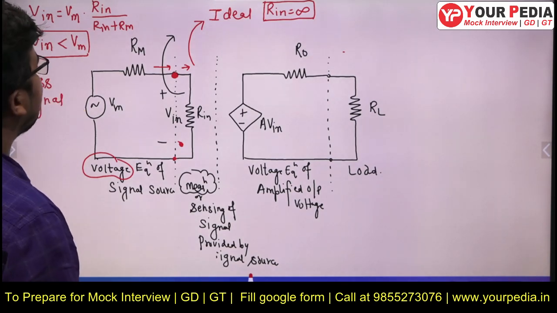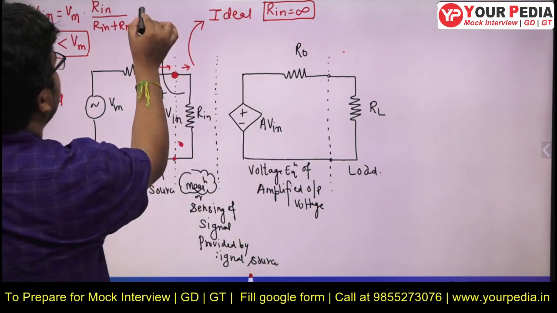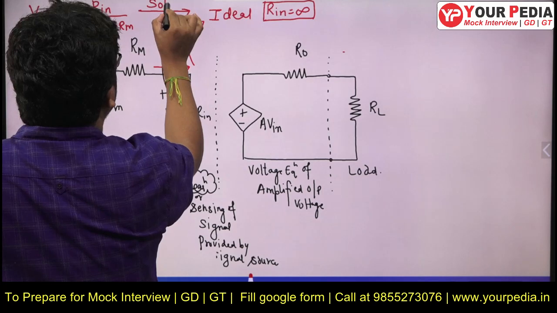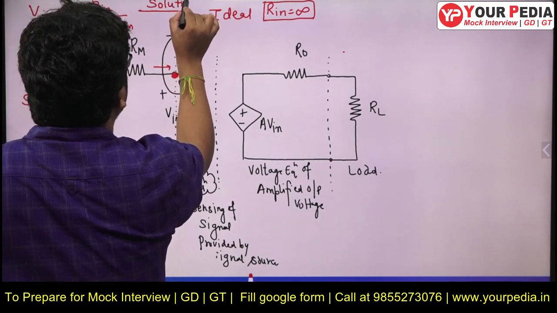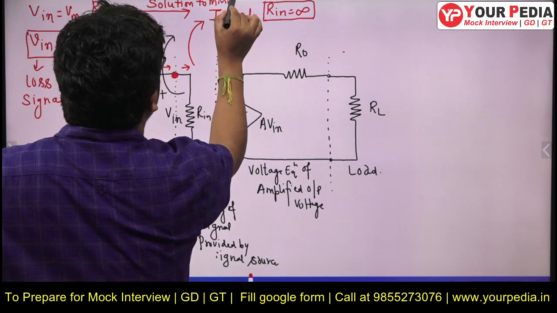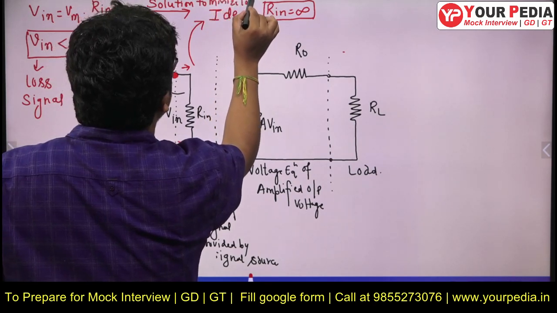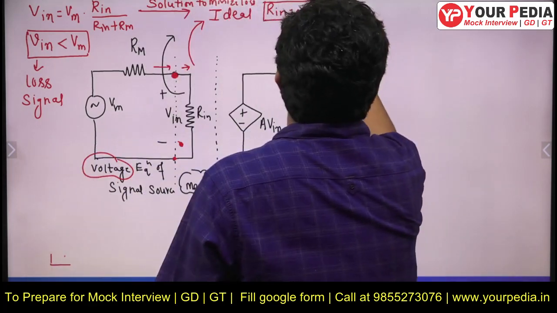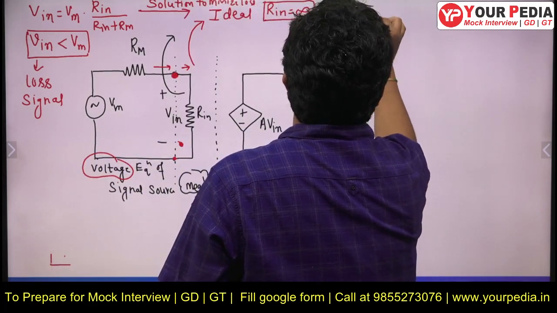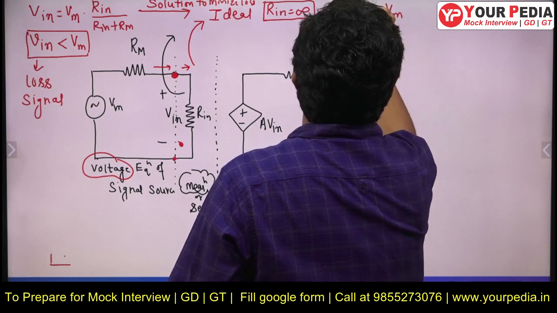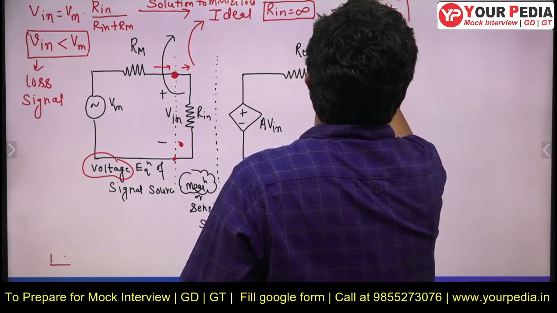So how can I minimize it? I have told you the first solution, the ideal solution, to minimize the loss. What is that? Make R input infinite. Under such a condition, what will your V input be? Your V input should be the true microphone voltage value. This is the ideal solution.